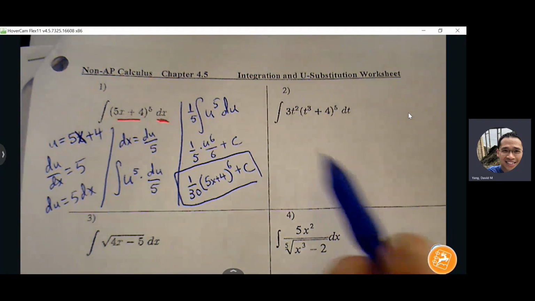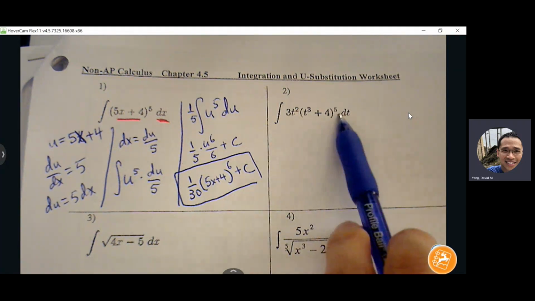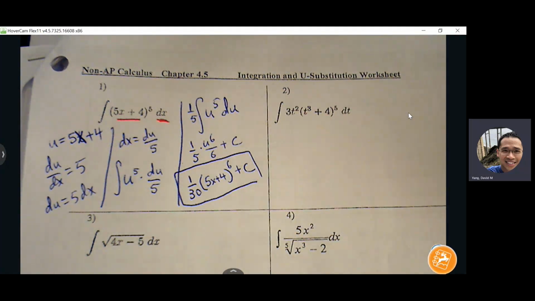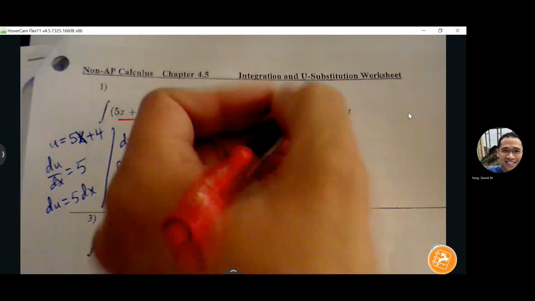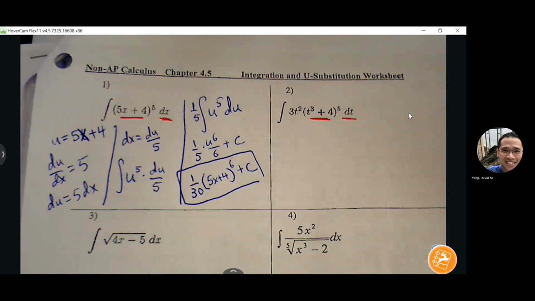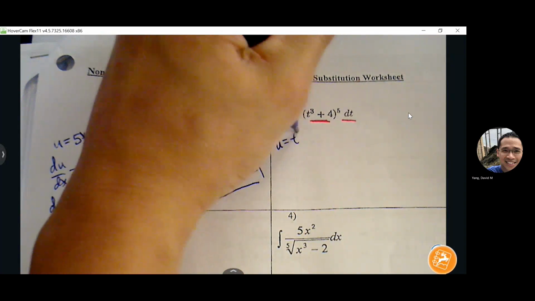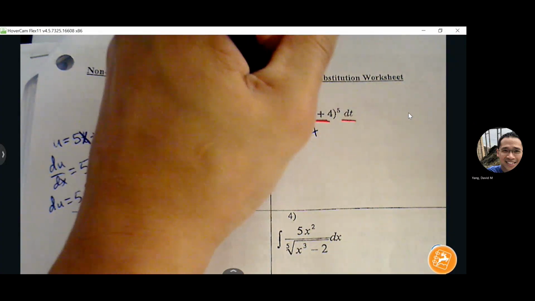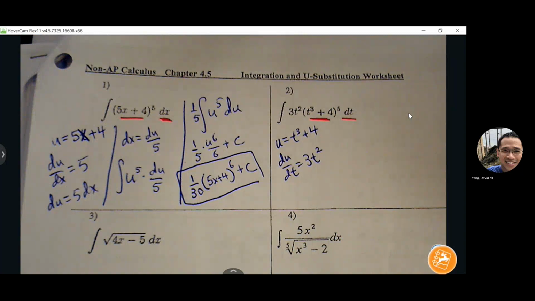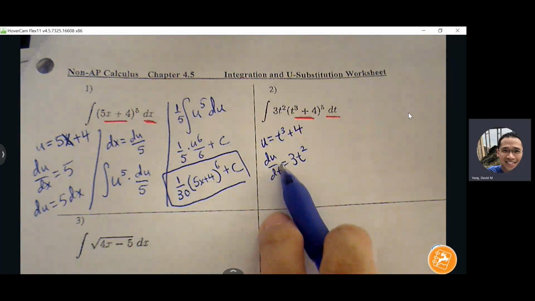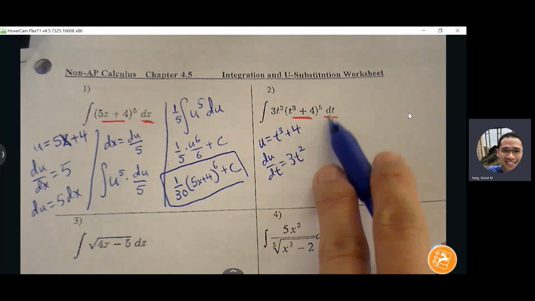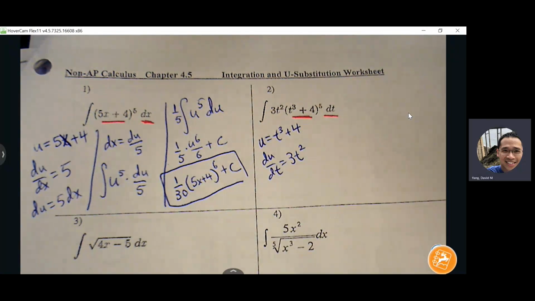Okay, number two, we imagine what it would look like if we tried to expand this, but this is too big, right? Anything greater than 2, we don't want to play with. So use substitution. Focus on what's inside the parentheses. We always do du over d, could be x, could be t, just depending on what the independent variable is. So we're always going to match whatever independent variable that we're trying to replace.